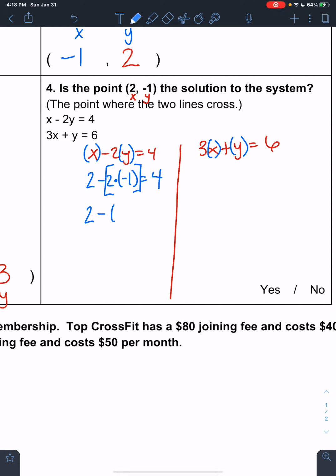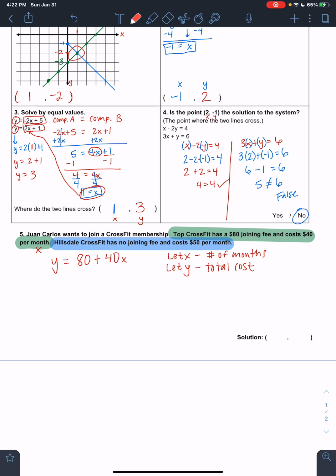When I'm reading this scenario, I'm asking myself, what are the unknowns? I don't know how much it's going to cost because it depends on how many months I subscribe to this gym. I don't know how many months yet until I decide how much is 1 month, how much is 5 months, how much is a year. Those are the two unknowns, and the total cost depends on the number of months, so we call this the dependent variable. X is the independent variable because it doesn't depend on anything else. I get to choose the number of months.